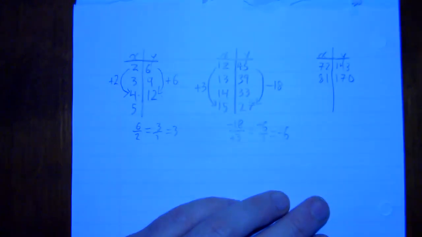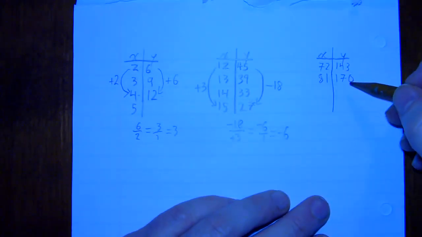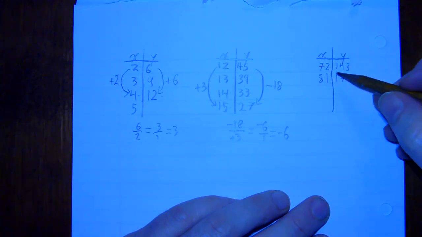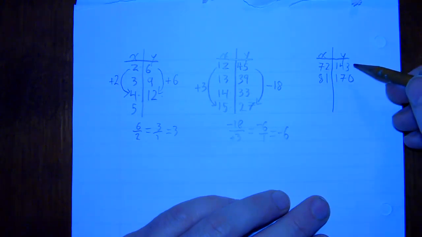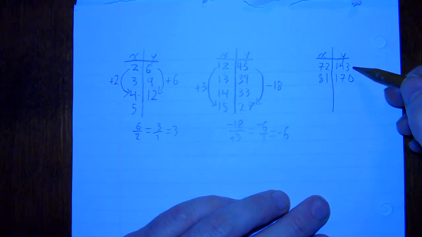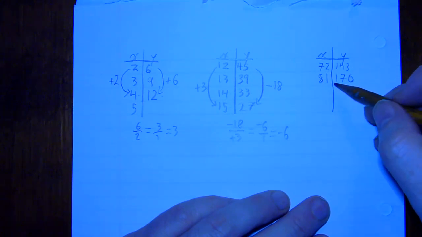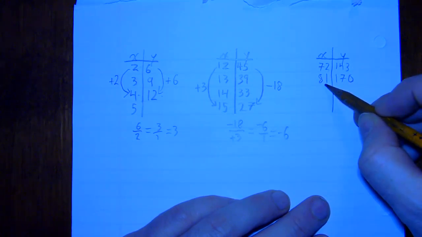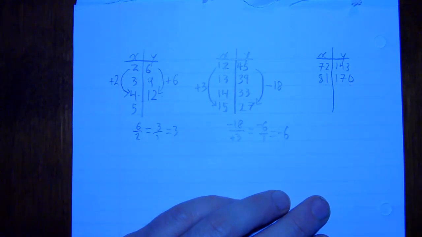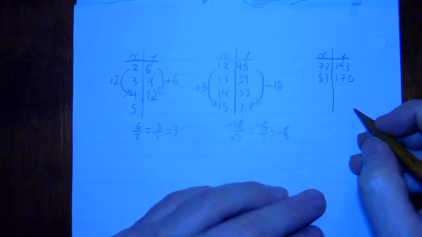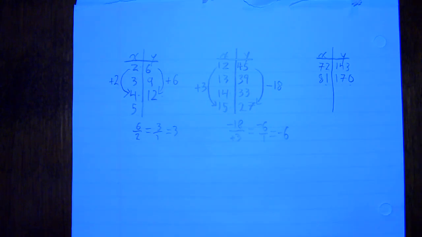Alright, here's our last one. So for this one, I haven't written any of the intermediate points, right? I just wrote the x value of 72, y value with it is 143, and then jumped straight to saying, okay, the next x value we know is 81, and it has a y value of 170. So how do we figure it out? Again, pause the video, see if you can figure it out on your own, and come back when you're ready.